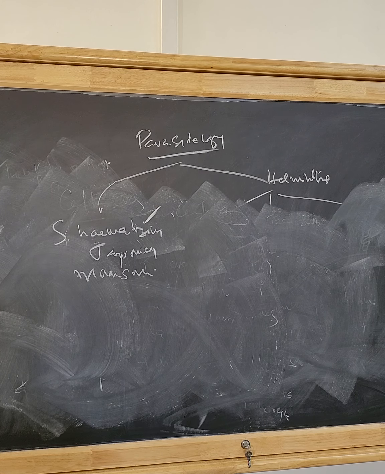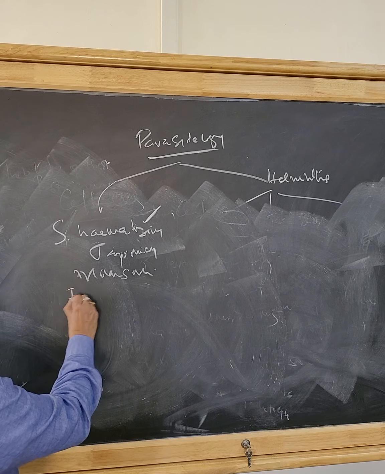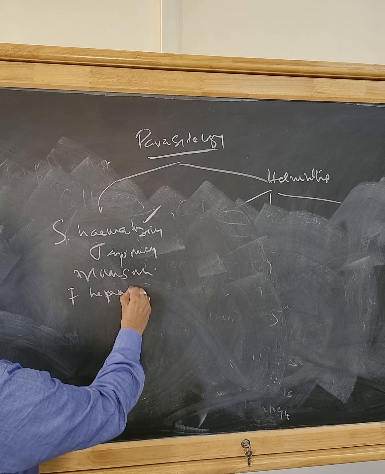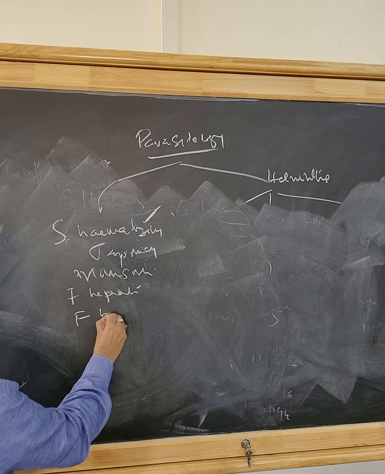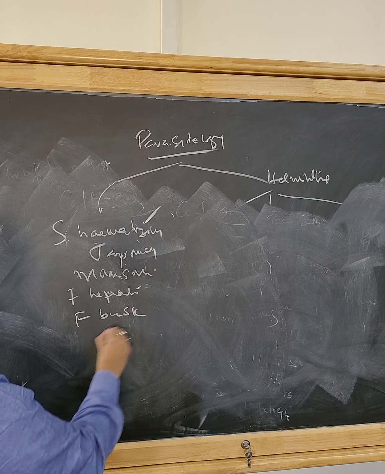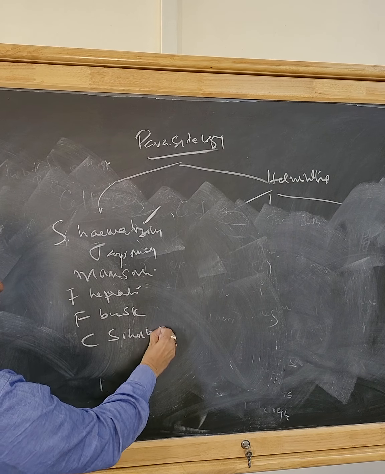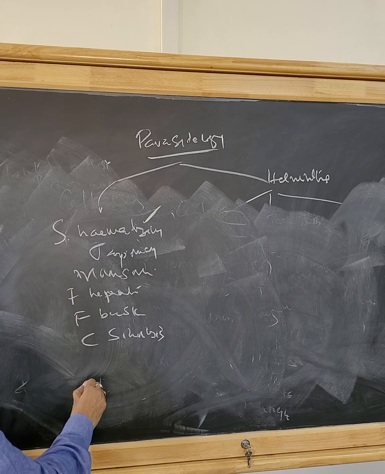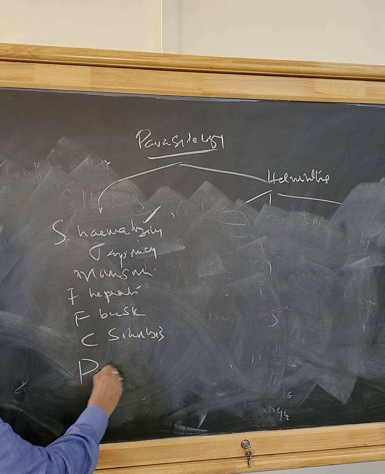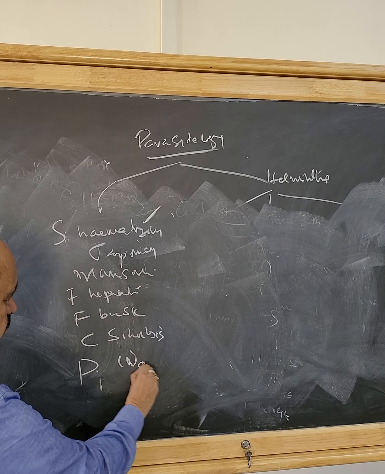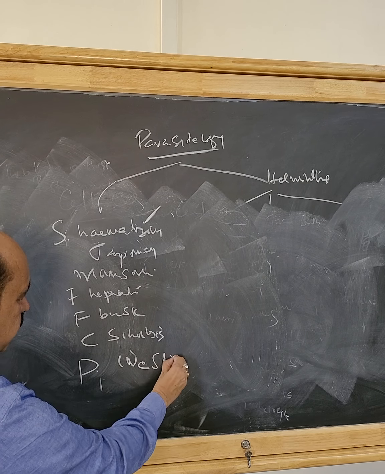Now there is Fasciola hepatica, which infects the liver. Fasciolopsis buski. Clonorchis sinensis, then Paragonimus westermani, which is a lung trematode.